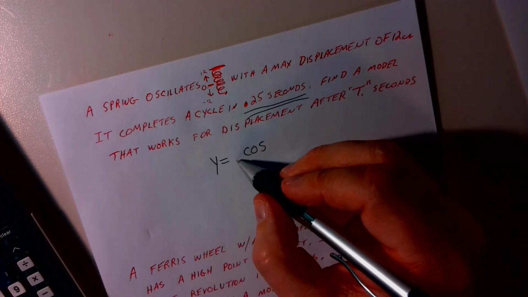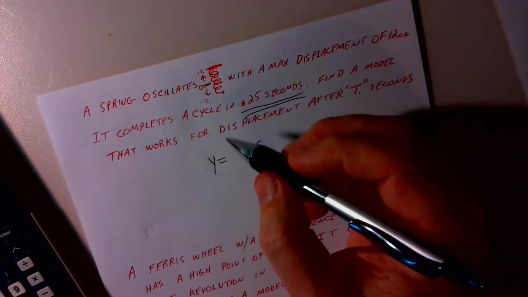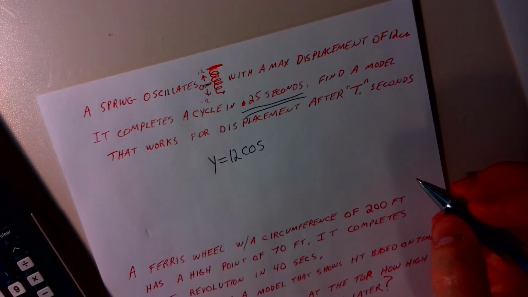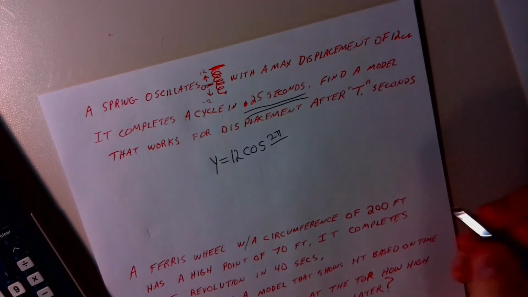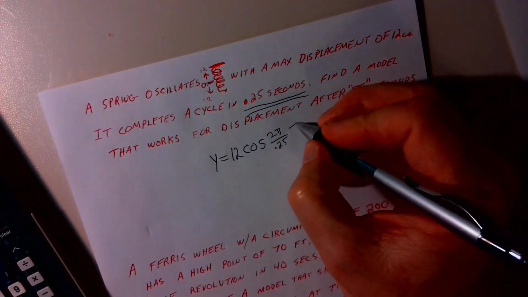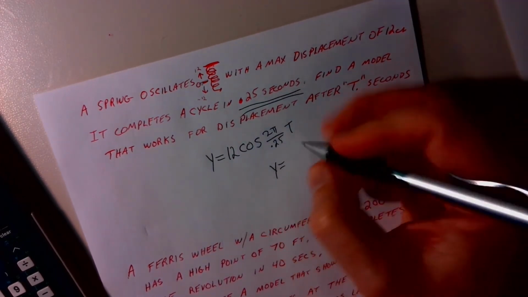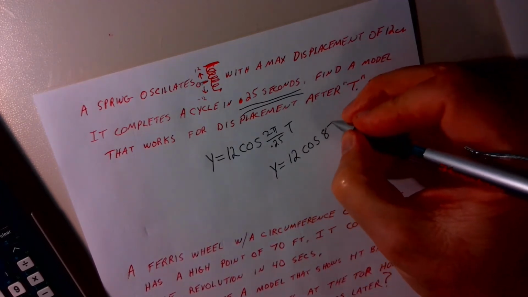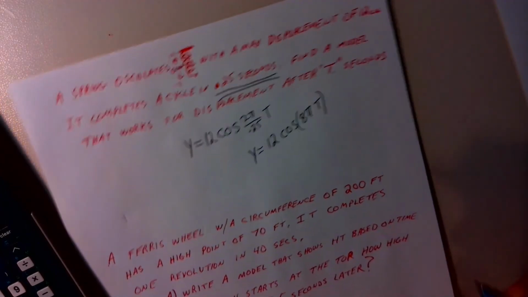so what goes out here in front? Well, that's the amplitude of how far up or down it goes. Since it's a baseline of 0, it goes up and down 12. We simply put in 12 in front of that cosine model. And then it's 2 pi over how long it takes to complete one cycle. And that's 0.25. And then t represents seconds. So if I want to simplify this, it would look like this. Y equals 12 cosine 8 pi t. And that whole thing would go in parentheses just like that.